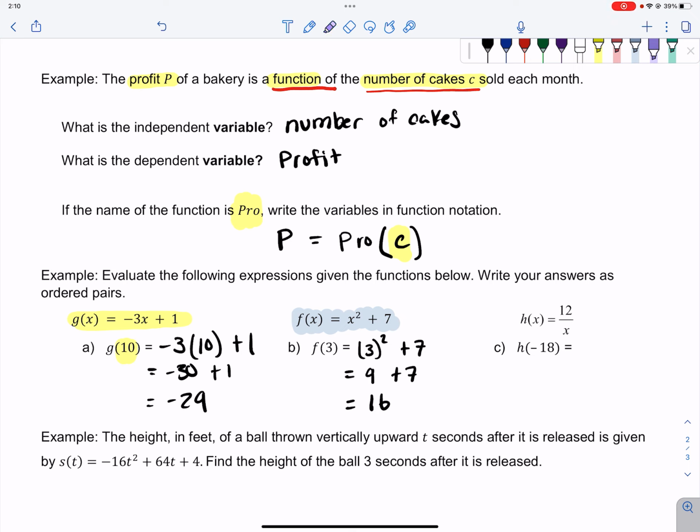And then our last function, we have h of x, and this is equal to 12 over x. So now h of negative 18, well, that's going to be 12 over negative 18, which can simplify to negative 2 over 3.